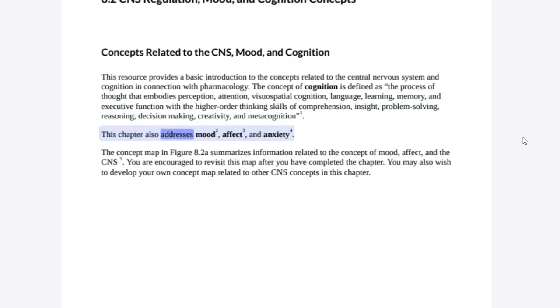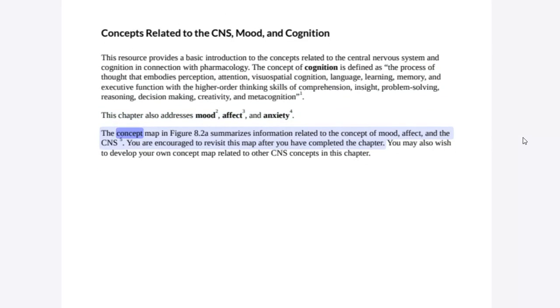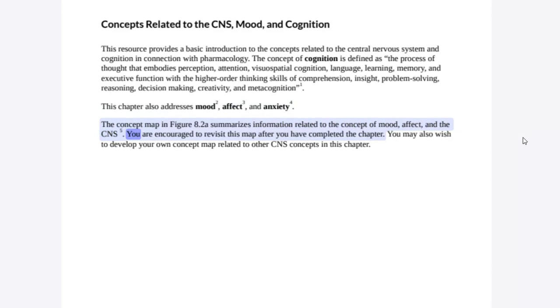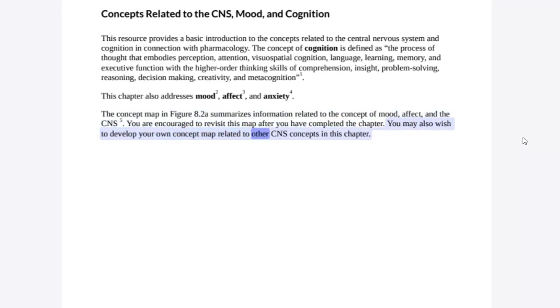This chapter also addresses mood, affect, and anxiety. The concept map in Figure 8.2 summarizes information related to the concept of mood, affect, and the CNS. You are encouraged to revisit this map after you have completed the chapter. You may also wish to develop your own concept map related to other CNS concepts in this chapter.